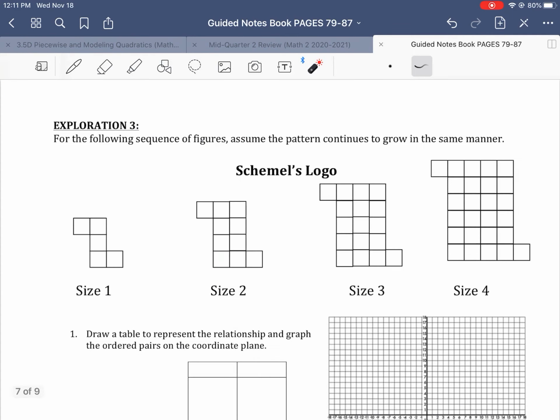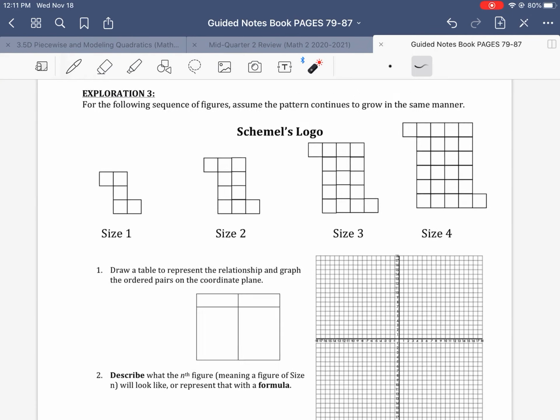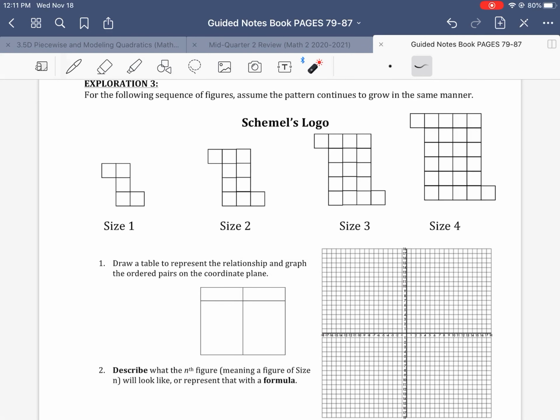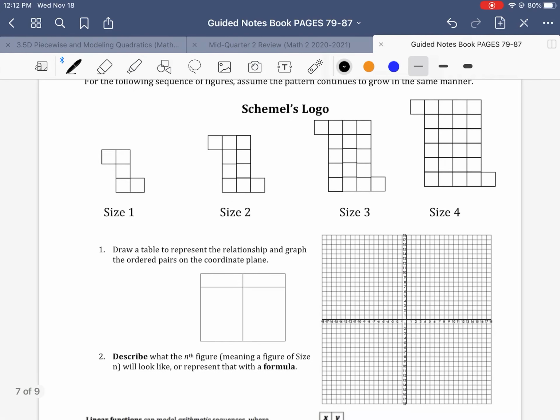The last one, the one we've worked on this year, is a quadratic function. So the last one we're going to look at here, again, we have these logos and they're increasing in size, and the only difference between them, it looks like, is the number of blocks. So I'm going to compare the size to the number of blocks in each size. So we've got size 1, 2, 3, 4. Let's see if we can find a pattern and maybe figure out how many would be in size 5.